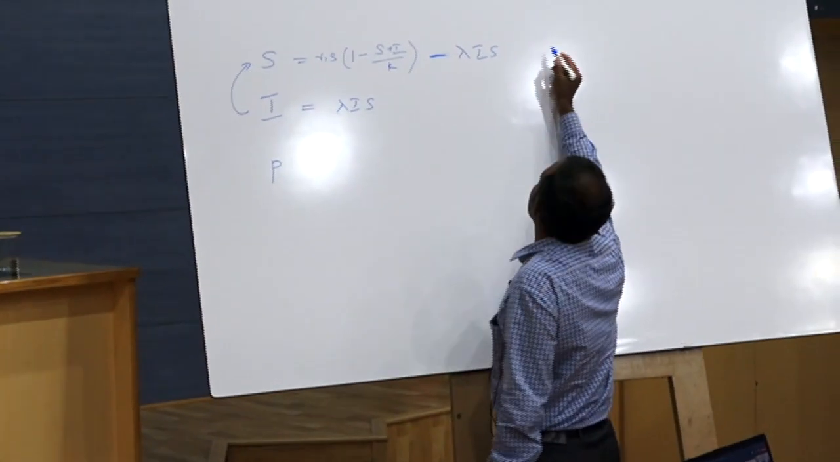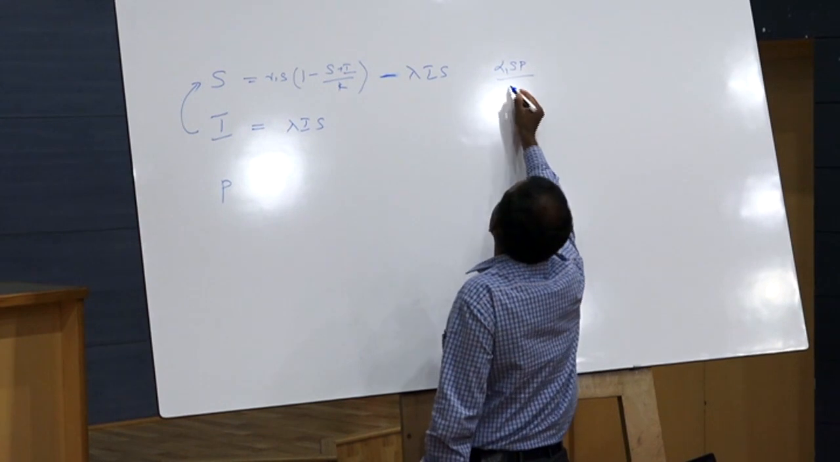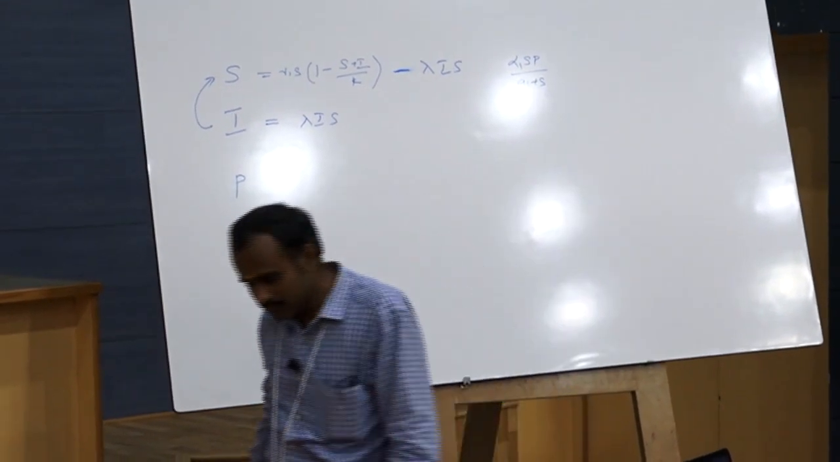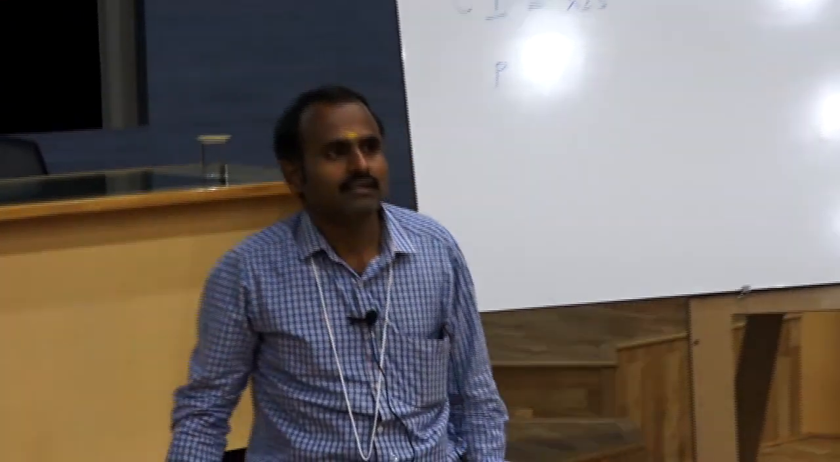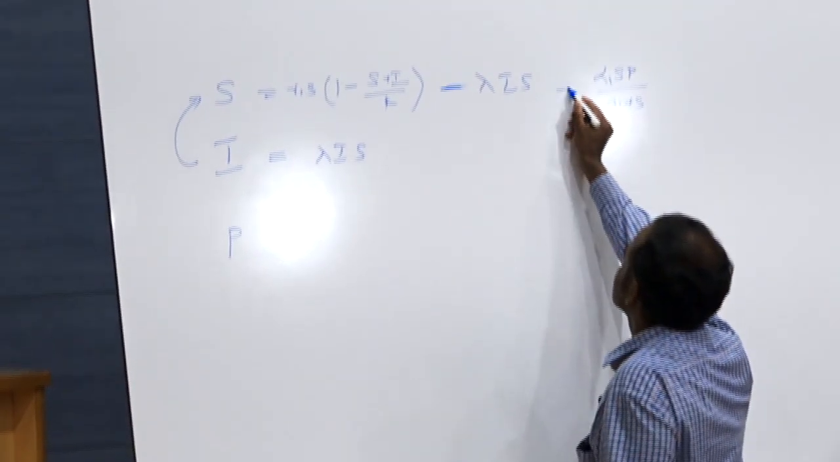So alpha 1 SP divided by A1 S. Here also the susceptible population will decrease, so we put the minus. Can you follow?